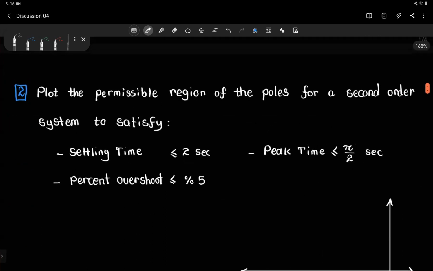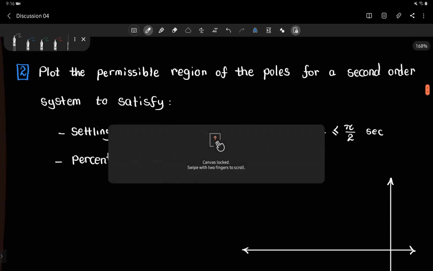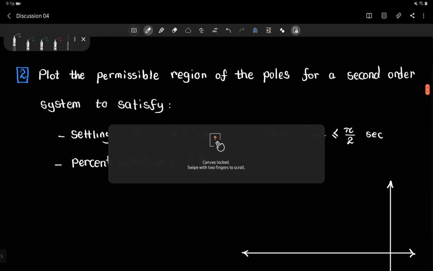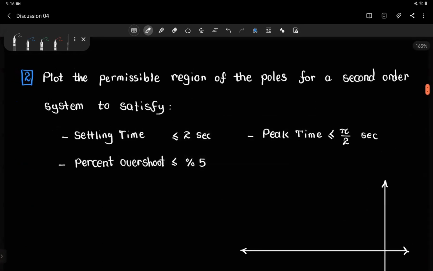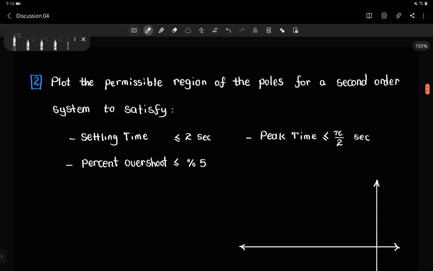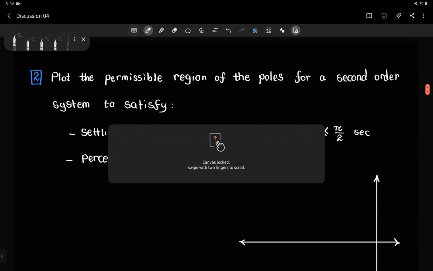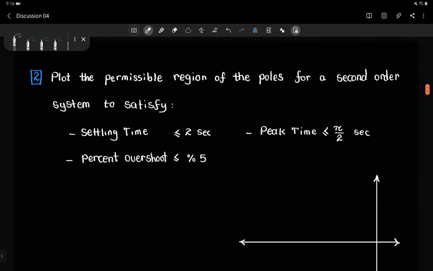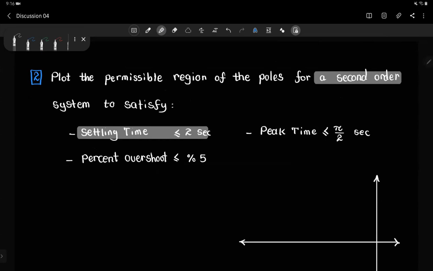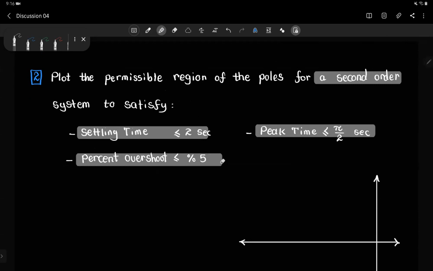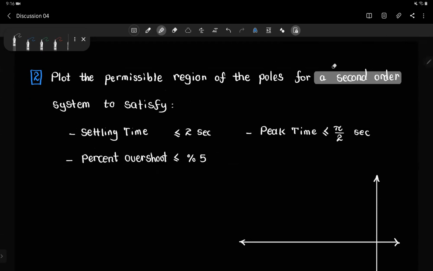Okay, so we want to find the permissible region for the poles of a second order system, such that we satisfy the settling time less than 2 seconds, peak time less than pi over 2, and percent overshoot less than 5%. Okay.